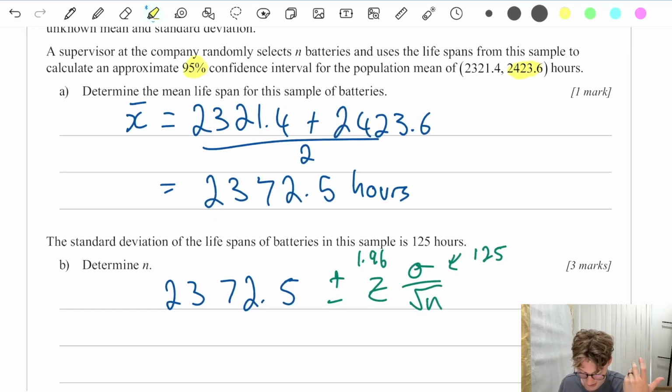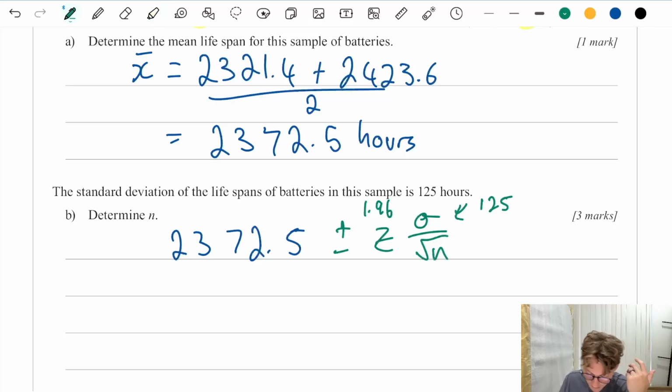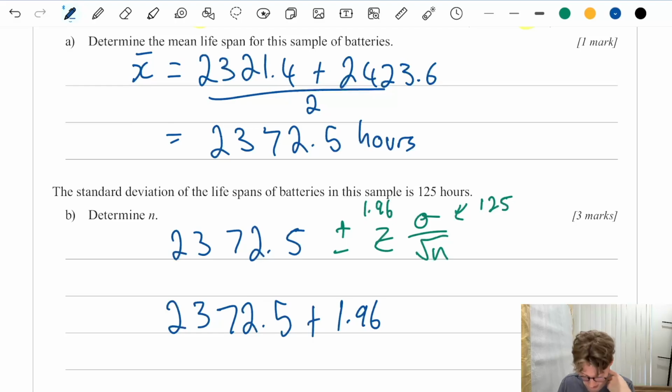So if I use my upper bound, I'm basically saying, if I put all of my numbers in, I said I was going to erase it, but I've changed my mind. I'm going to leave it there. I've got 2372.5 plus 1.96, that is my z-score, multiplied by the standard deviation of 125 divided by the square root of n.